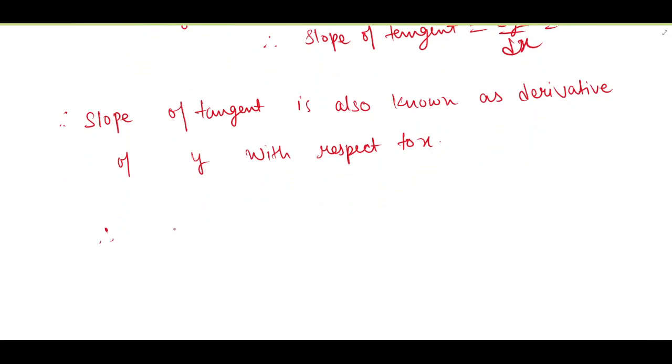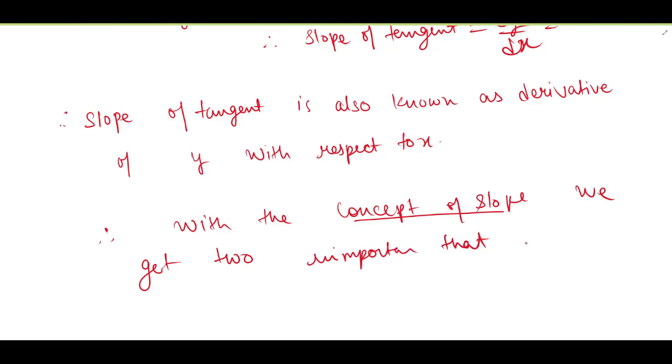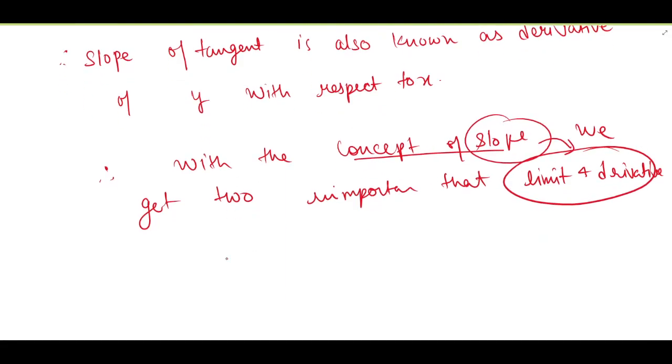So with the concept of slope, we get two important concepts, that is limit and derivative, where derivative is a consequence of a limit.